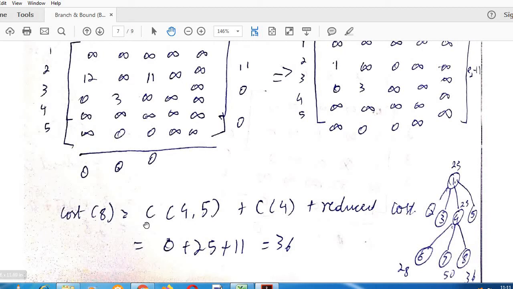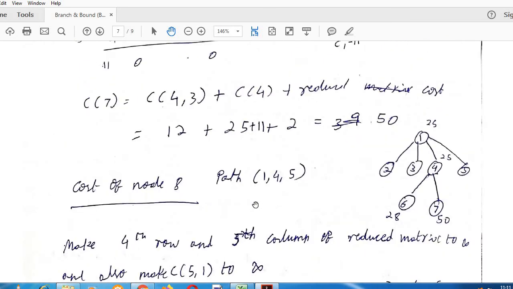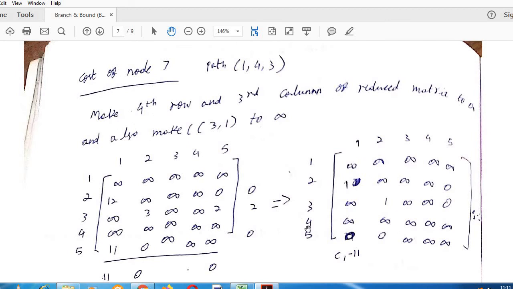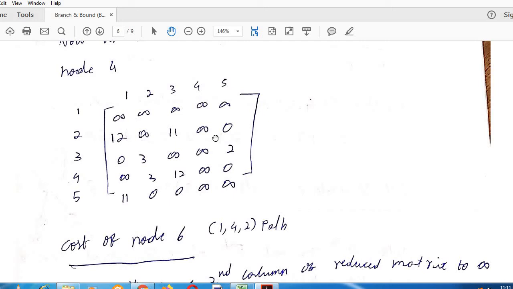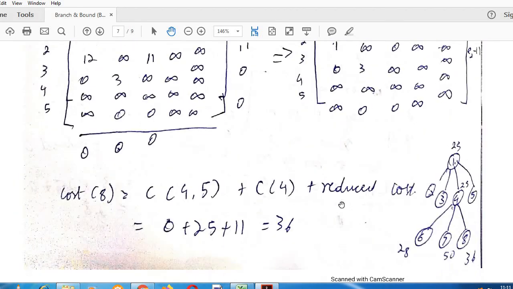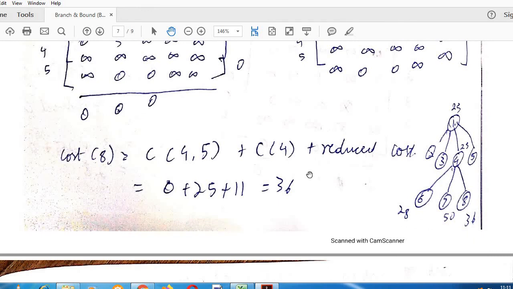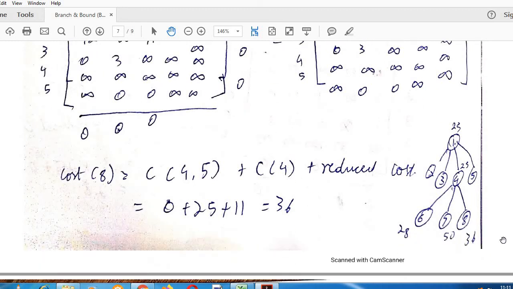So the cost of 8 will be found by the following formula. I have to find the cost of reaching from 4 to 5. In the reduced matrix, the cost of the fourth row and fifth column element is 0, the cost of 4 is 25, and the reduced cost is 11. If I add all this, you will get the value 36. So as you can see, node 8 has been assigned the value 36.